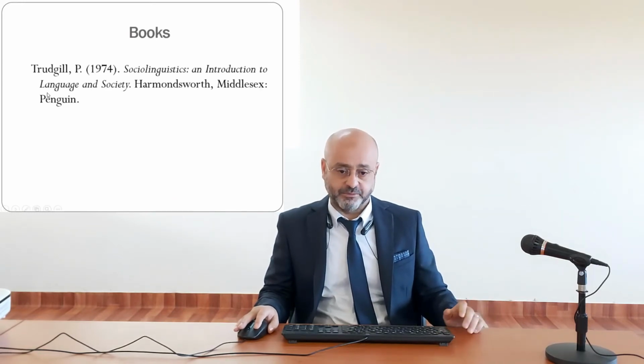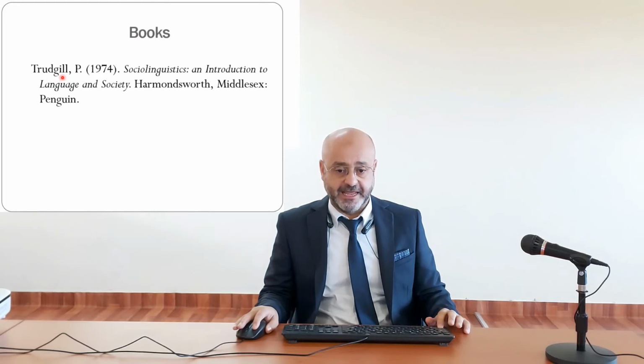Now, how do we write a reference which refers to a title of a book? Here we have an example of a book written by Trudgill. We start with the family name, comma, first letter of the first name, followed by a full stop. The date of publication is put between parentheses, and then followed by a full stop. The title, Sociolinguistics: An Introduction to Language and Society, you can see that it is italicized because it's a title of a book, and then followed by the city, and we finish with the publishing house. Here we have Penguin.